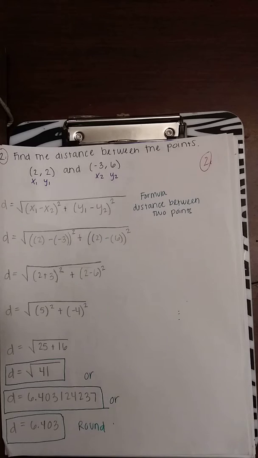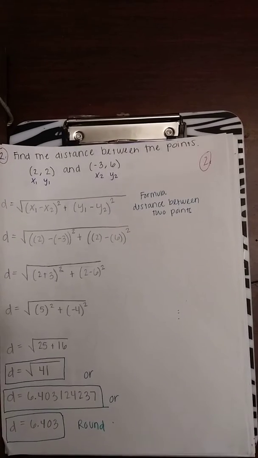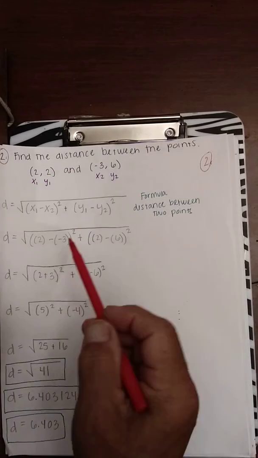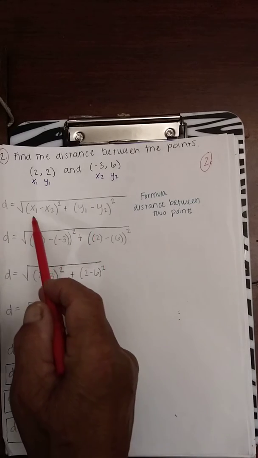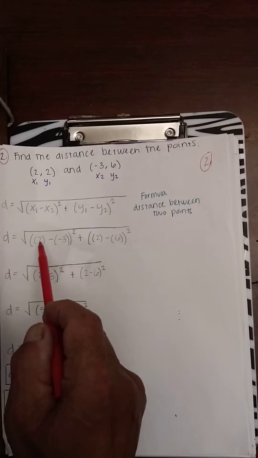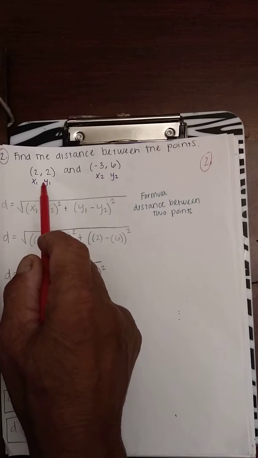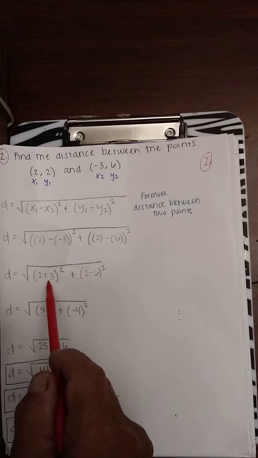Next question. Let's find the distance between those 2 points. So the distance formula uses x1, x2 and y1, y2. x1 is 2, put it in there. x2 is -3, put it in there. y1, y2 is 2 and -8. So negative is a positive.